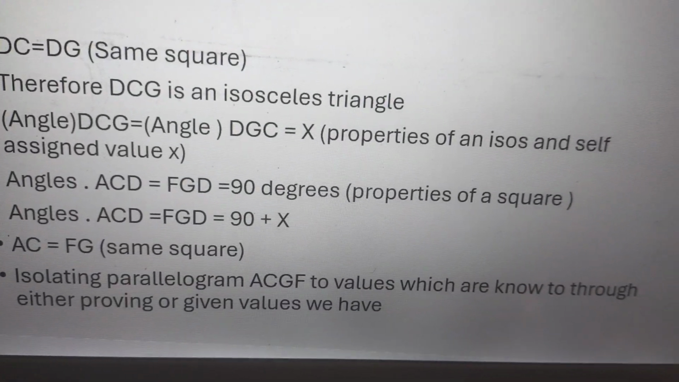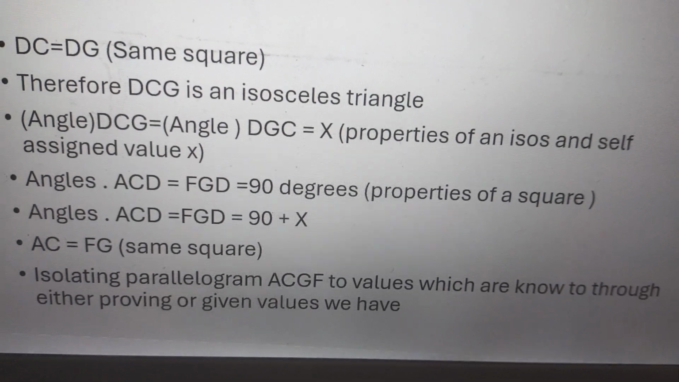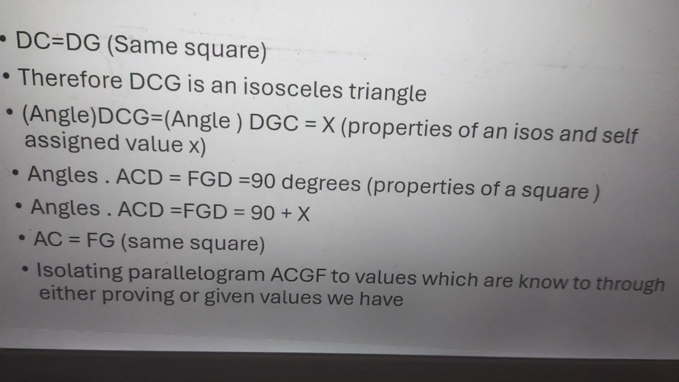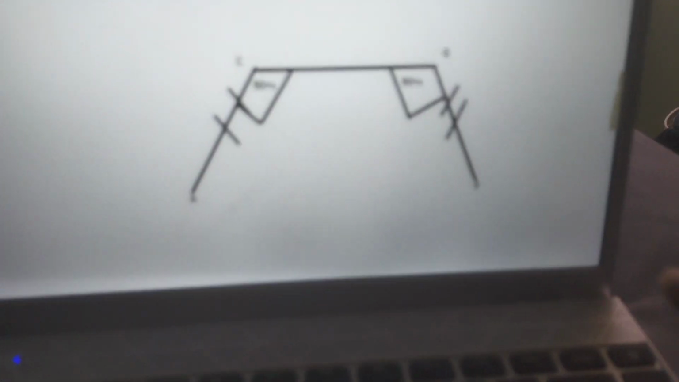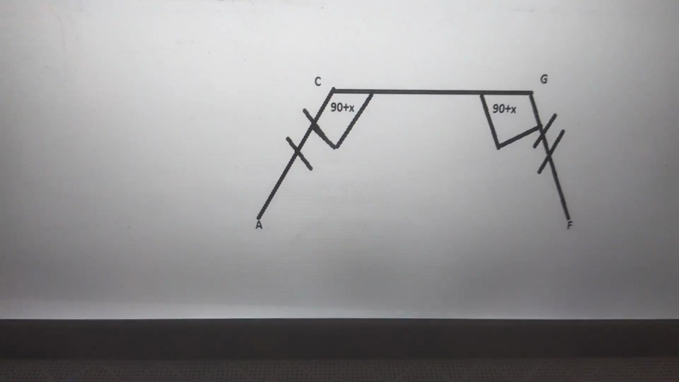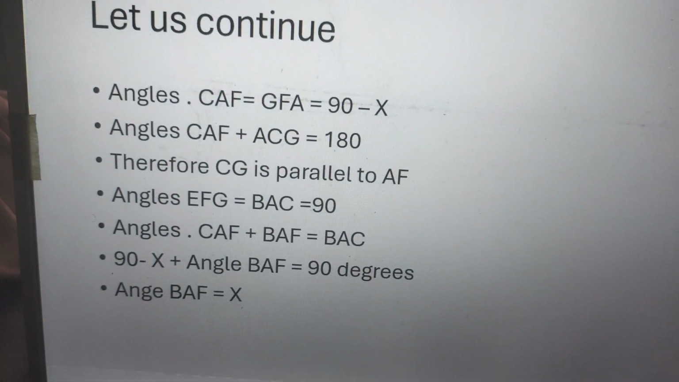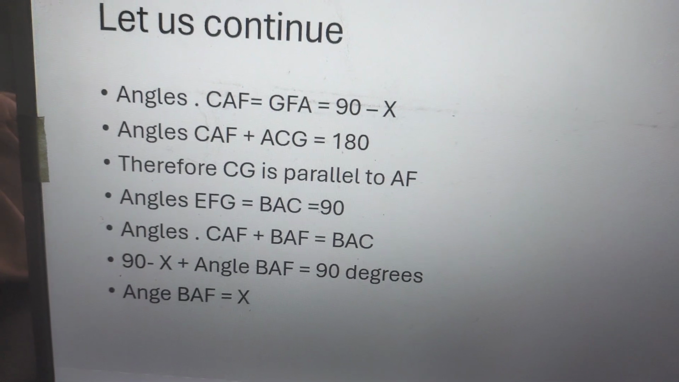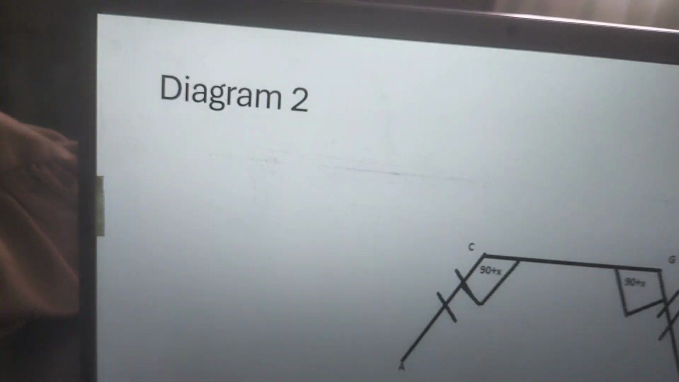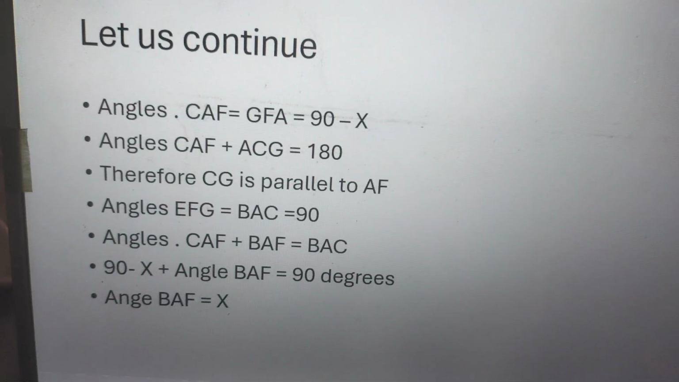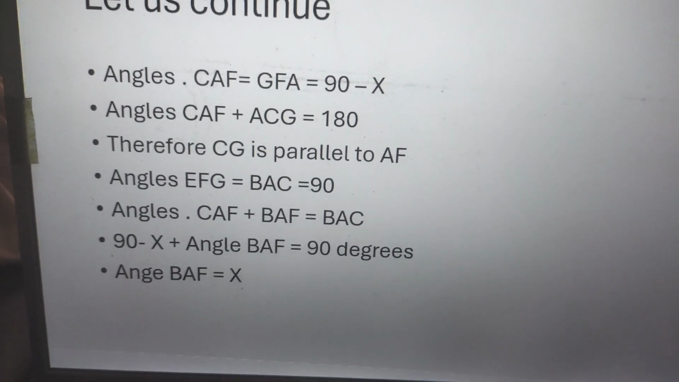Then we can isolate this thing and we can isolate the values that we know, and we'll get a trapezium. Basically this is the trapezium. We can then also deduce a few more angles. CAF equals GFA equals 90 minus x. That is because of the bottom of this trapezium. Then we have CAF plus ACG equals 180 degrees. Therefore, CG is parallel to AF.